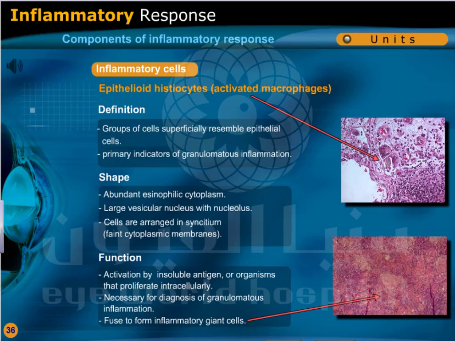Epithelioid histiocytes, or activated macrophages. They are groups of cells superficially resembling epithelial cells. They are primary indicators of granulomatous inflammation. They have abundant eosinophilic cytoplasm and a large vesicular nucleus with nucleolus, and these cells are arranged in a syncytium with faint cytoplasmic membranes.